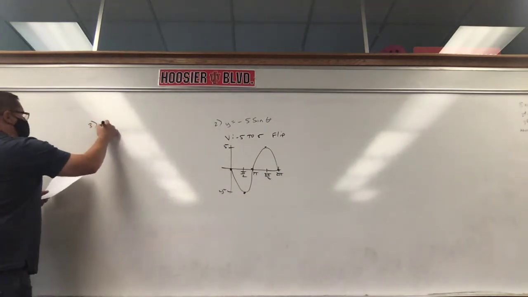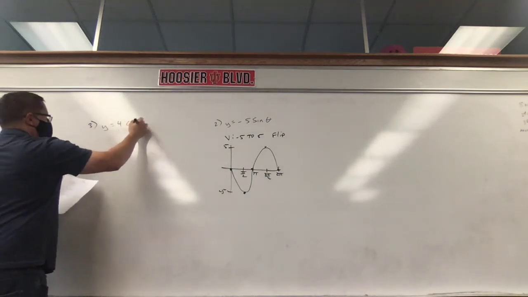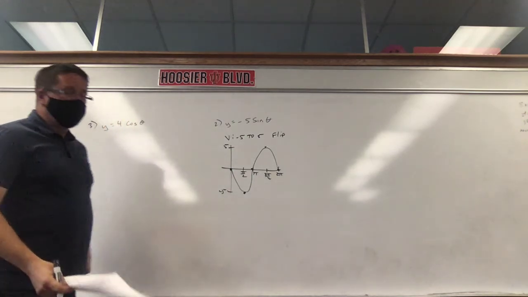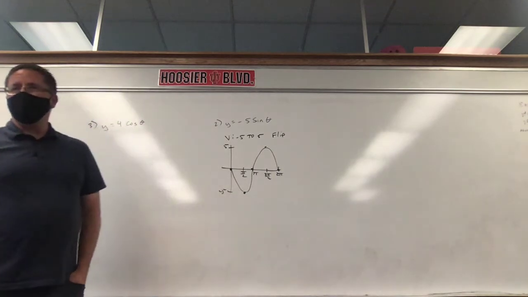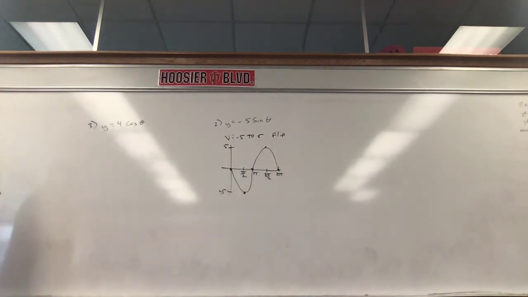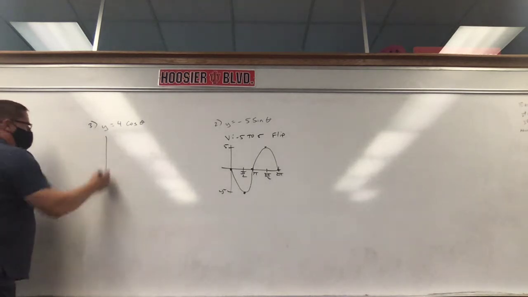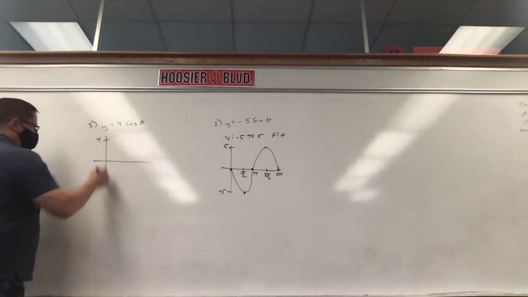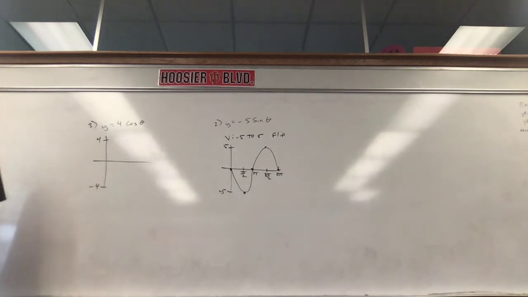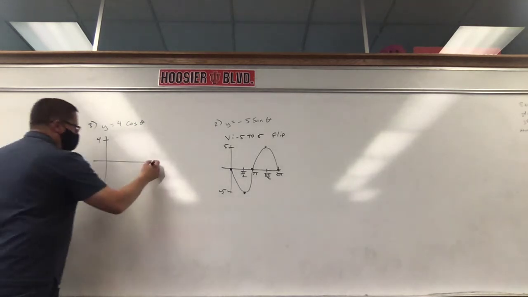Y equals 4 cosine theta. I mean, there's really only one thing. I'm not going to write a note on this one. This fluctuates from negative 4 to 4. If you want to write it down, go ahead. But if I do this, did I write it down? Did I write down negative 4 to 4? Yeah, I basically did. So if you want to write it in words, you can.